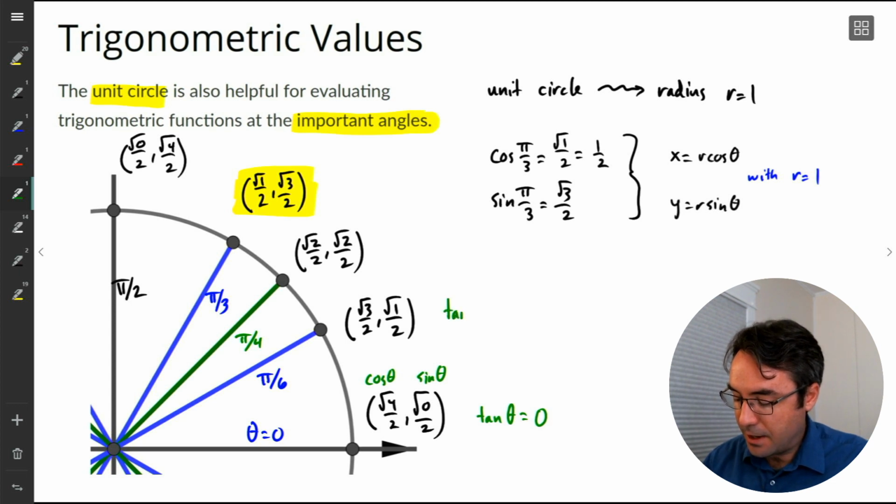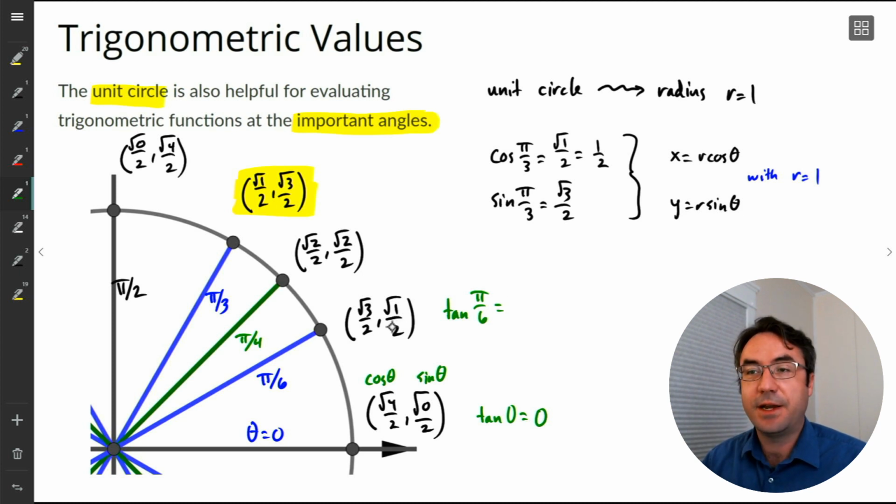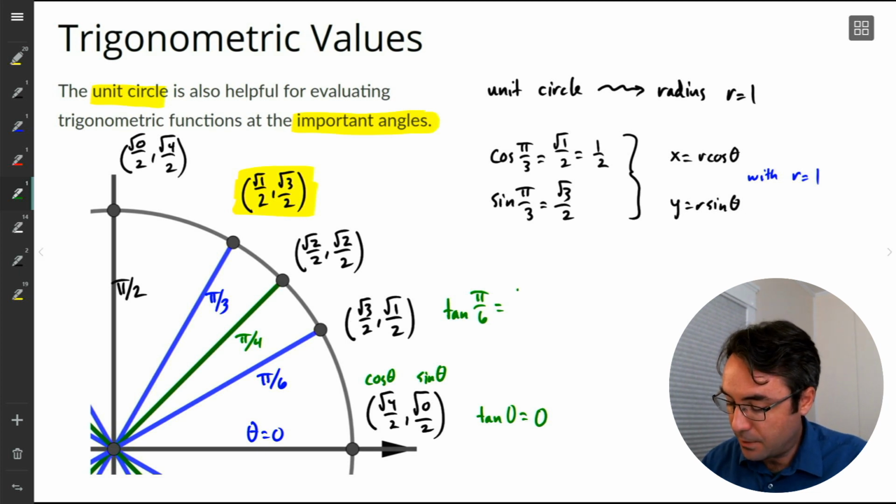And then for our pi over 6 angle here, and let's actually write in the angles. So tan of 0 is 0. Tan of pi over 6, what is it? It's y divided by x. So y is 1/2. x is square root 3 over 2. So we're going to get 1 over square root 3, or if we rationalize it, square root 3 over 3.